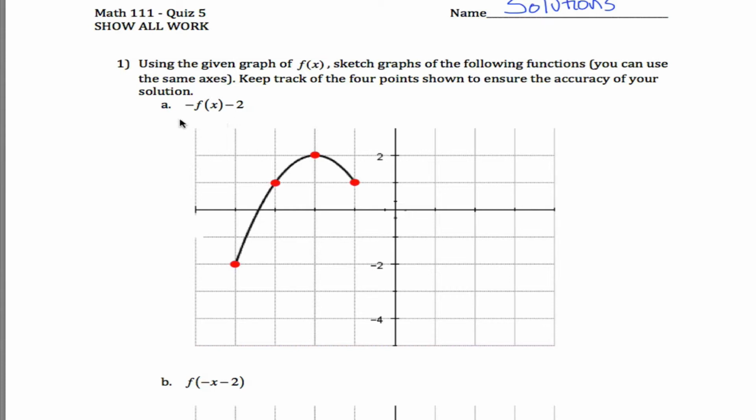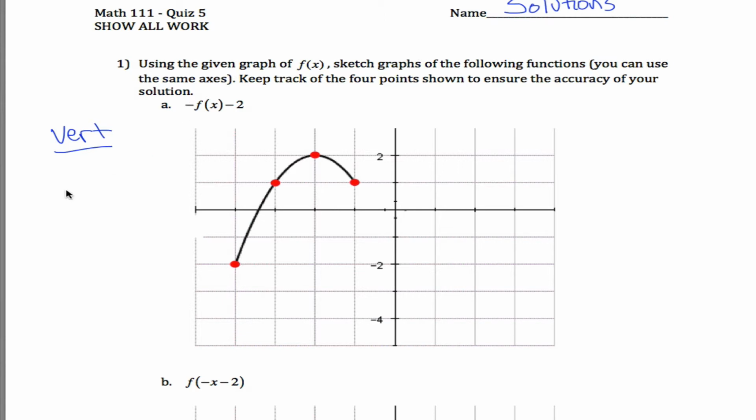So what I want you to do is recognize that I already have a graph of f of x. So this negative does something to it and this minus 2 does something to it. And if you can figure out what somethings those are, you can draw the new graph. So really the key to this is recognizing that in this first problem we have two vertical transformations.